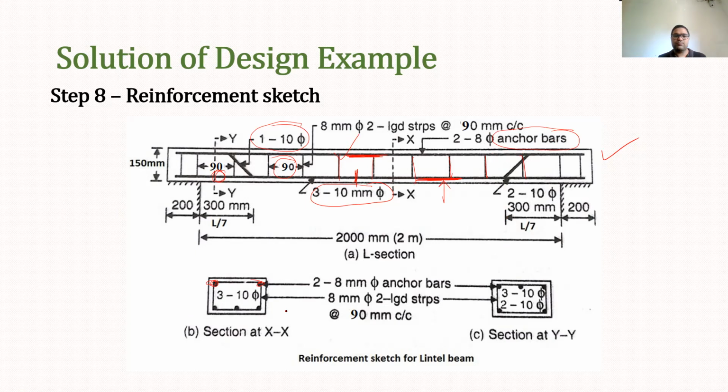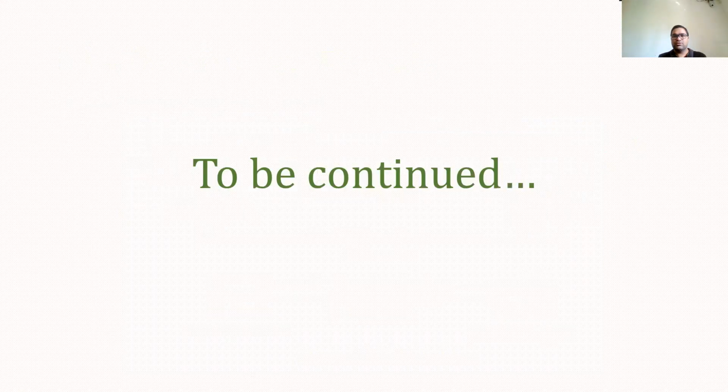Now the first section is cut at the midspan. There at the midspan you can see 3 tension bars. When we cut the section at section YY, you can see one bar is already bent up, so it has gone to the top, and that bar will be shown here, and the 2 bars which are at the support will be shown here. So all the details are like this. That is the sketch of lintel reinforcement. So that concludes our design problem. Thank you.